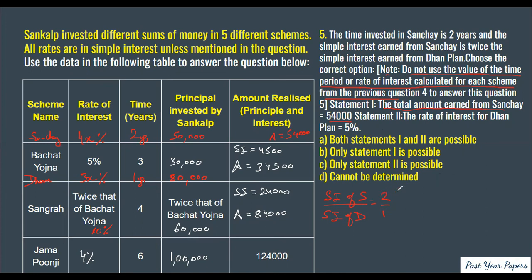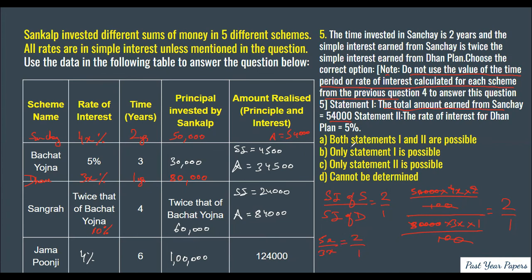So simple interest of Sanchay will be P R T upon 100. What is R? R is 4x. What is T? 2. Upon P of the Dhan plan, R is 3x, upon 1 upon 100. This is equal to 2 by 1, right? 100 and 100 get cancelled. This thing also gets cancelled. This thing also gets cancelled. So I'm left with 5x upon 3x is equal to 2 by 1.